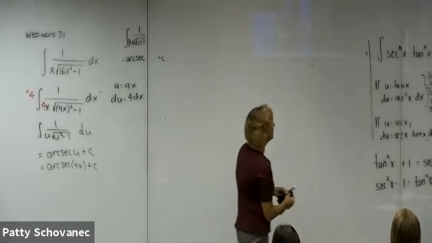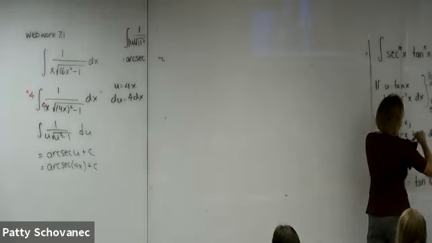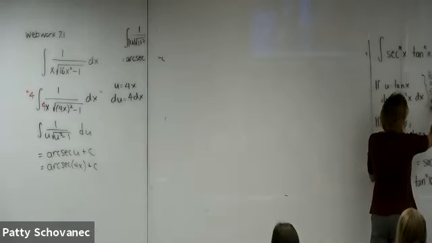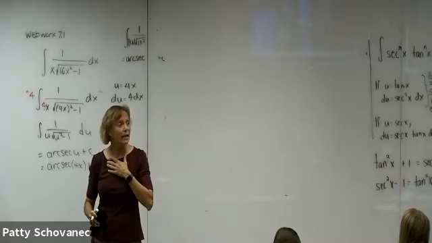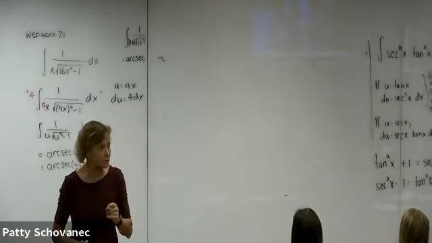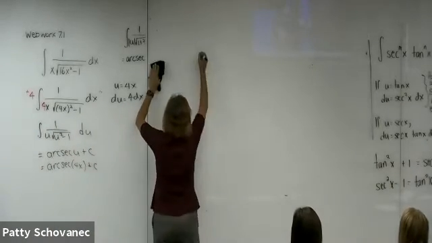Not power on tangent, power on secant. Let me write that: the power on secant is even, so that I can have a secant squared in there, and I can substitute out for a tangent.